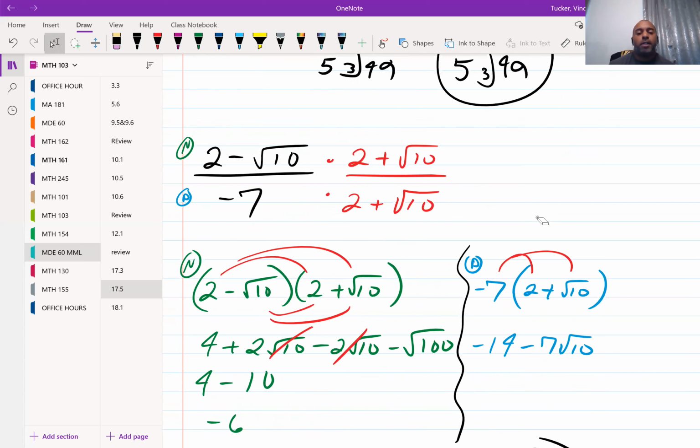So once again, take your time, one step at a time: multiply the numerator, and then multiply your denominator. So in the numerator, we have 2 minus square root of 10 times 2 plus square root of 10. So do your distribution, that'll be 4, plus 2 square root of 10 minus 2 square root of 10 minus square root of 100. 2 square root of 10 cancels in the middle. Square root of 100 is 10. 4 minus 10 is negative 6. Then in our denominator over here in the blue, distribute that negative 7 that's in the denominator. That'll be negative 14 minus 7 square root of 10.